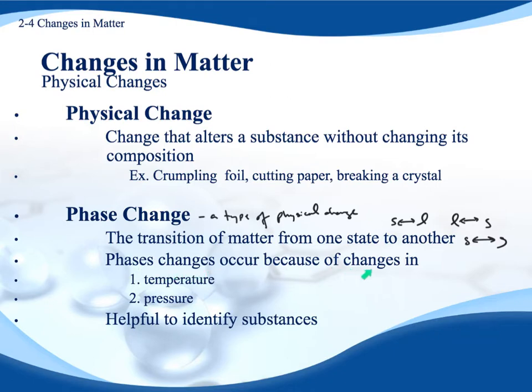Phase changes occur because of changes in two things. The easy one is temperature. That's the obvious one, right? You get a block of ice out of the freezer and you leave it out, it's going to melt, because it's warmer outside of the fridge than it is inside of the fridge. So the second option is pressure, and this is one that we don't usually think about.